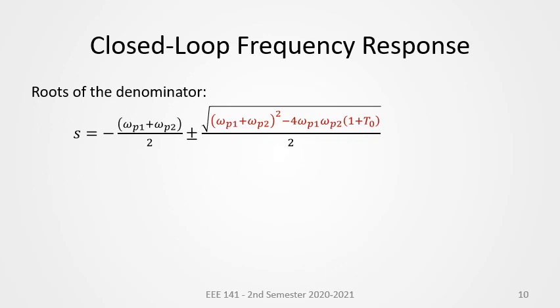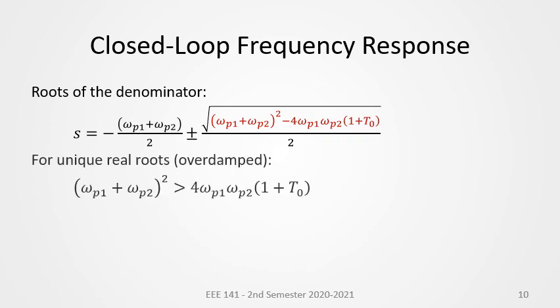We repeat here the result for ease of reference. For unique roots, or an overdamped system, the discriminant must be positive. Thus, omega p1 plus omega p2 squared must be greater than 4 times omega p1 times omega p2 times 1 plus T naught. However, we can approximate that omega p2 will be designed to be much larger than omega p1 and that T naught is much larger than 1. Thus, the left-hand side is approximately omega p2 squared only, while the 1 plus T naught factor on the right side is approximately T naught.